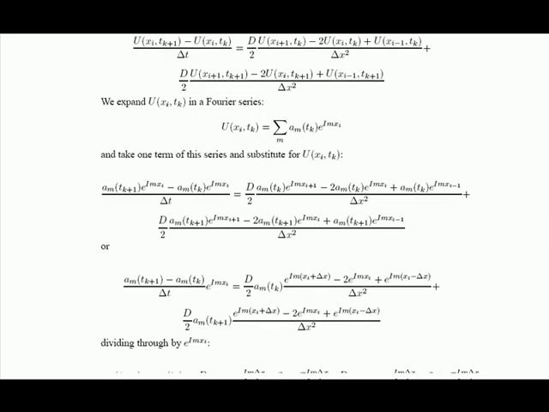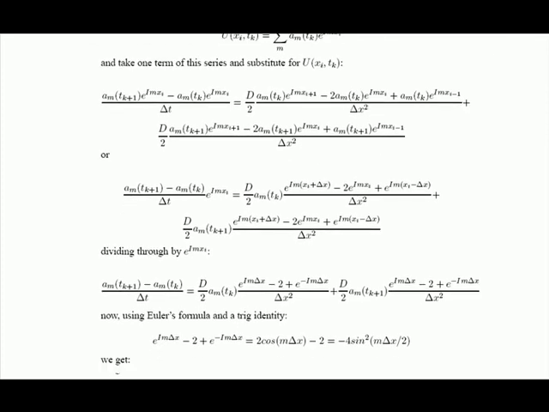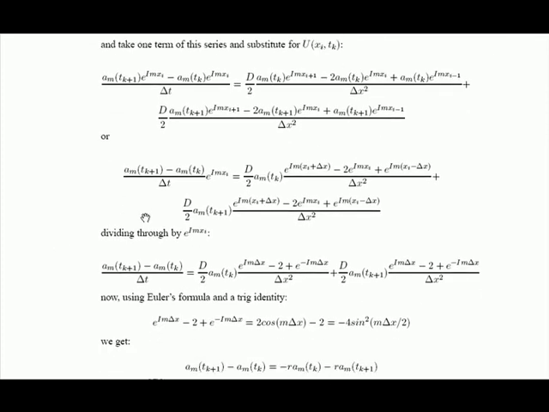And now, as we always do, we divide through by e to the i m x_i, so that term disappears. Here we have e to the i m x_i times e to the i m delta x. The e to the i m x_i cancels, just leaves the e to the i m delta x, and so forth. So the e to the i m x_i is canceled all the way through, all 6 terms on the right-hand side, both terms on the left-hand side.